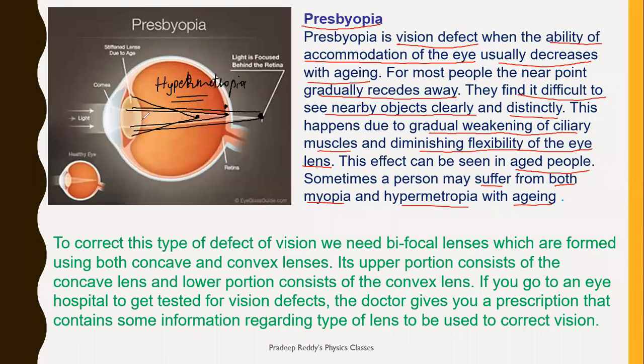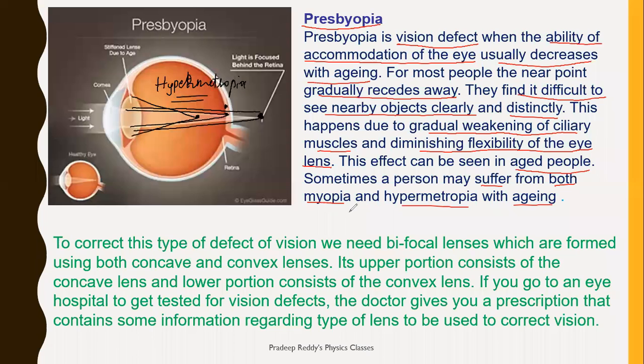Some people can have only hypermetropia or myopia, but as age passes, both defects could be seen in such people. Both hypermetropia and myopia will be there. In such cases, we use a lens where half part of the lens is made concave and half part is made convex. Such a type of lens is used in order to correct presbyopia.